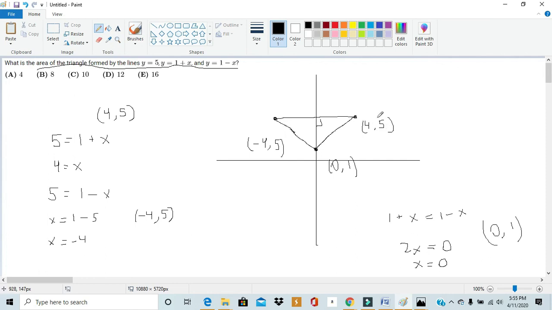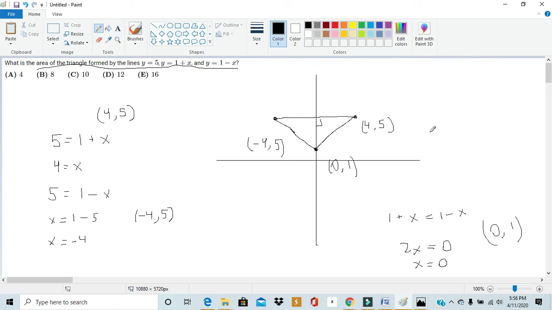So to find the area of this triangle, we just have to multiply the distance from negative 4, 5 to 4, 5, and we'd multiply that with the distance from the intersection of the line of negative 4, 5 and 4, 5 with the y-axis. And then we divide that by 2 to find the area of this triangle, because each of these parts makes up the components.